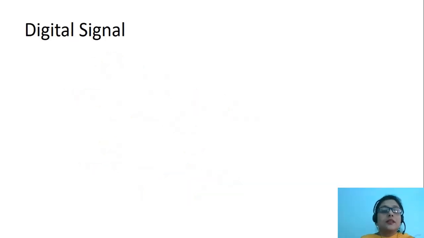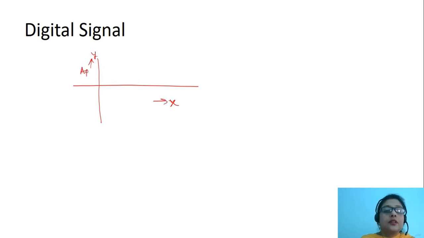Let us now understand a digital signal. A digital signal basically is a signal which has a finite number of levels along the y-axis. So along the y-axis, we are plotting the amplitude. Along the x-axis, we are plotting the time. So if it has levels like 0 and 1, we draw it like this: 0, 1, 1, 1, 0, 0, 1, 1, 0, 1, 1, 0, 0, 1.